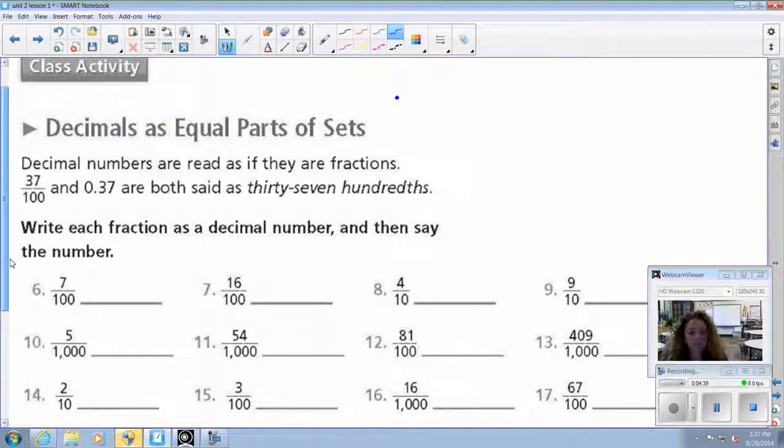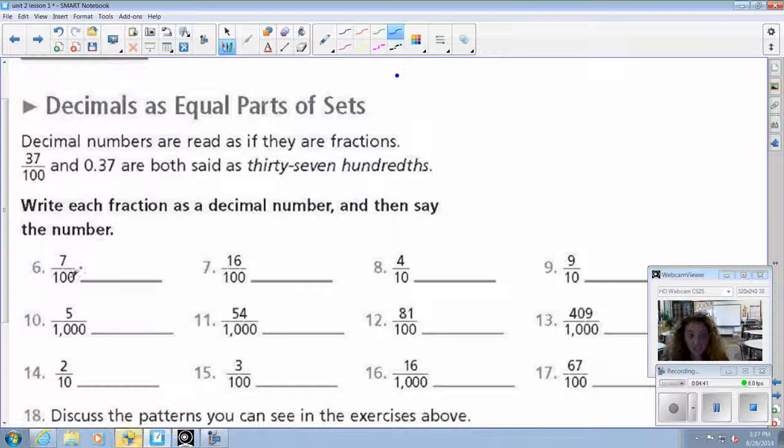Give it a shot here. 7 hundredths. The first digit behind the decimal is the tenths. We don't have any tenths. We have hundredths. We have 7 of them. The next digit behind the decimal is the hundredths, so we have 7 hundredths. 16 hundredths.